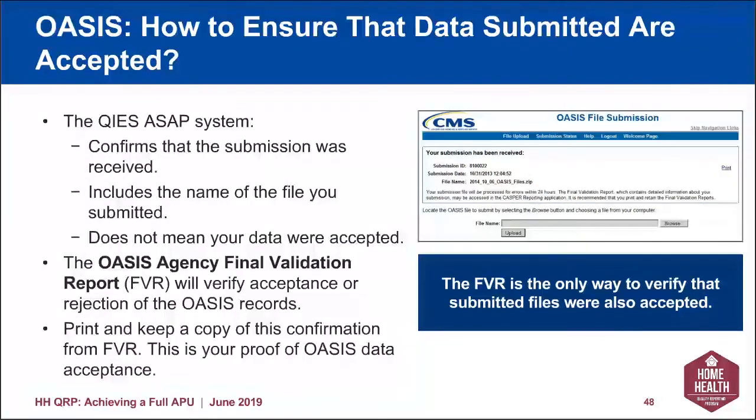So how do you know that the data you have submitted has actually been accepted? The QIES ASAP system will confirm that the submission was received. It will include the name of the file you submitted, but this does not mean your data was accepted. The OASIS Agency Final Validation Report, FVR, will verify the acceptance or rejection of the OASIS records.